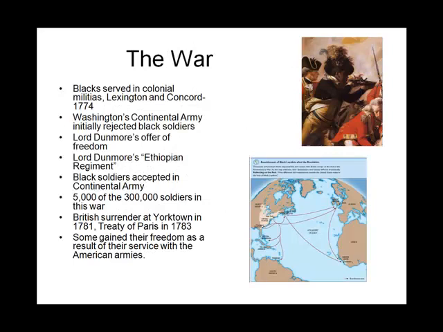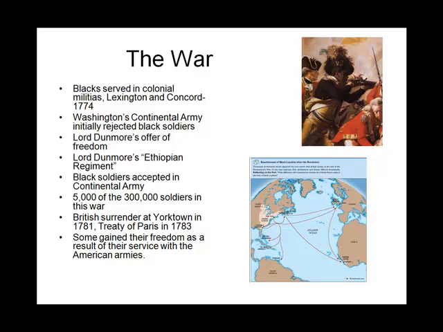Okay, now what's going on in this war at this point? Well, the war starts in 1774. Blacks are serving in colonial militias from the very beginning. They're at Lexington and Concord. It would seem logical that they would be serving with the Continental Army, but initially Washington rejected black soldiers in the Continental Army. The Continental Army is the army of the colonies.